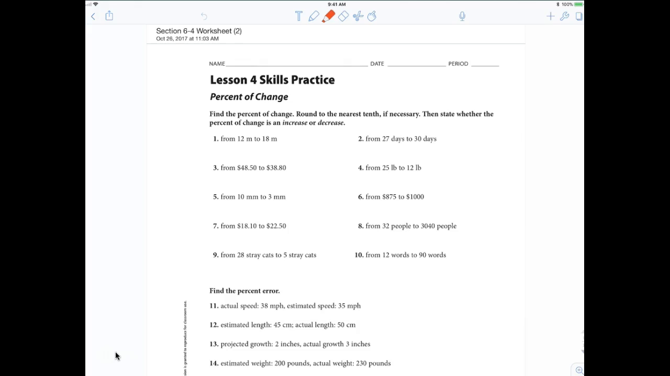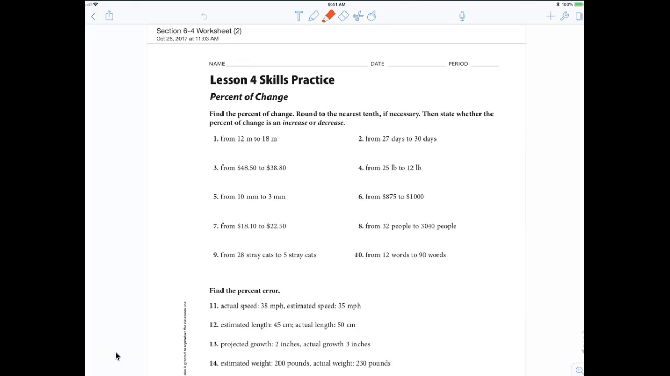You're starting where? 12 and going to 18. What's the change? 6. Do you know what percentage it is? Oh, 50. Why? Because 6 is half. Wow. Come on now, guys. That was 50%. If I go from 12 to 18, how much should I increase by?